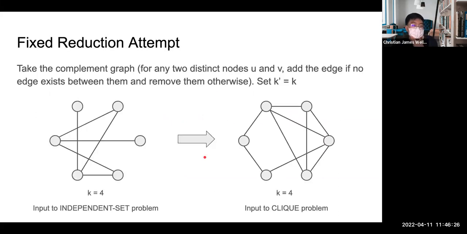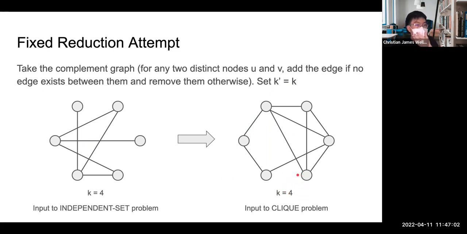Which brings us to the actual correct reduction, which one of you proposed to me, which is to take the complement graph. Intuitively, what it means is that if two nodes originally have an edge, remove it. You see this edge over here, now it's missing. Then this edge over here, originally it was missing. So that's the complement graph. And the K remains the same. I set K prime equal to K.